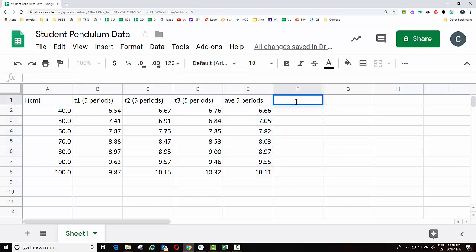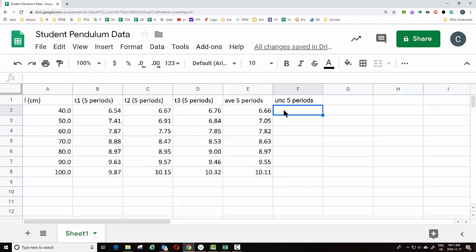Next thing I'd like to do is calculate the uncertainty over 5 periods. And I'm simply going to do that using max minus min over 2. So I'm going to look for the maximum of those 3 numbers. It'd be 6.76. I'll look for the minimum, 6.54. If I subtract those, I get the range of values. Divide by 2, I get the uncertainty.